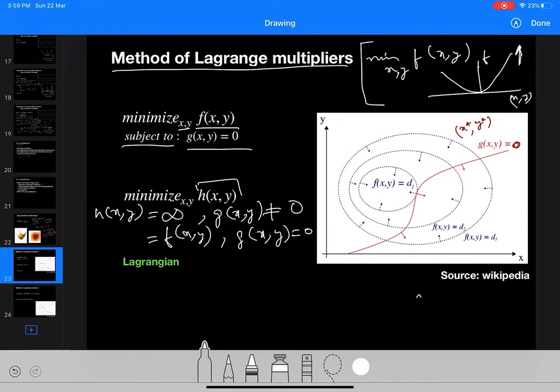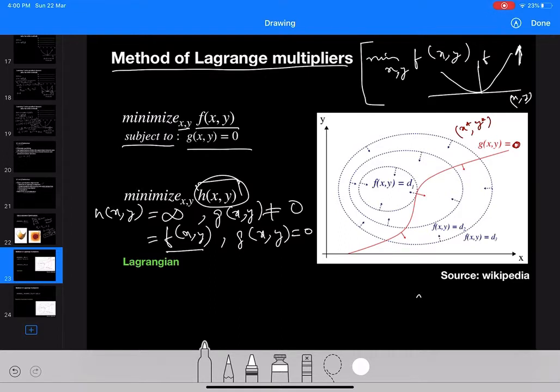Now why does it make sense? Because whenever h of xy is infinity, it makes us unhappy. Not following the constraint makes us really unhappy, and infinity is the max of unhappiness. So whenever we don't follow the constraint, the value is infinite, the worst thing that can happen. And whenever the constraint is followed, we are happy and we do the actual thing we wanted to do anyway. So how do we define this kind of h of xy so that we can use the tools of unconstrained optimization here?